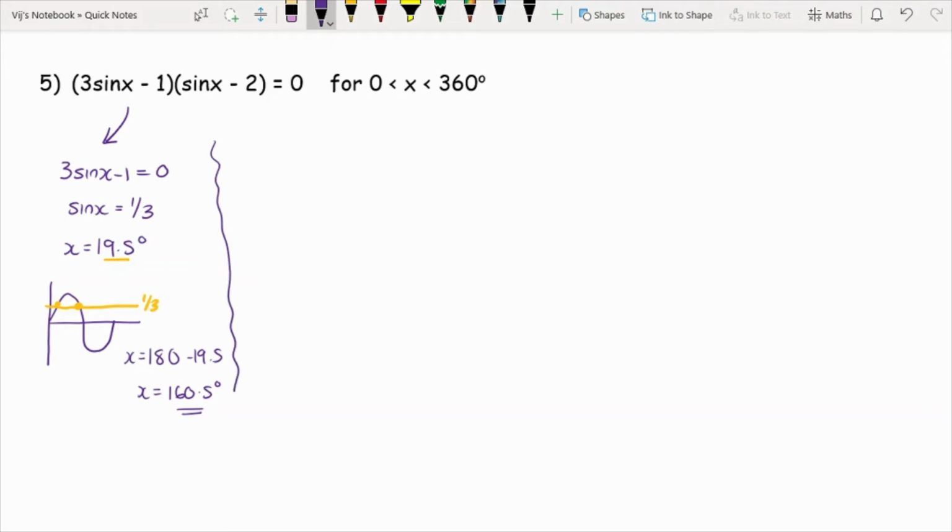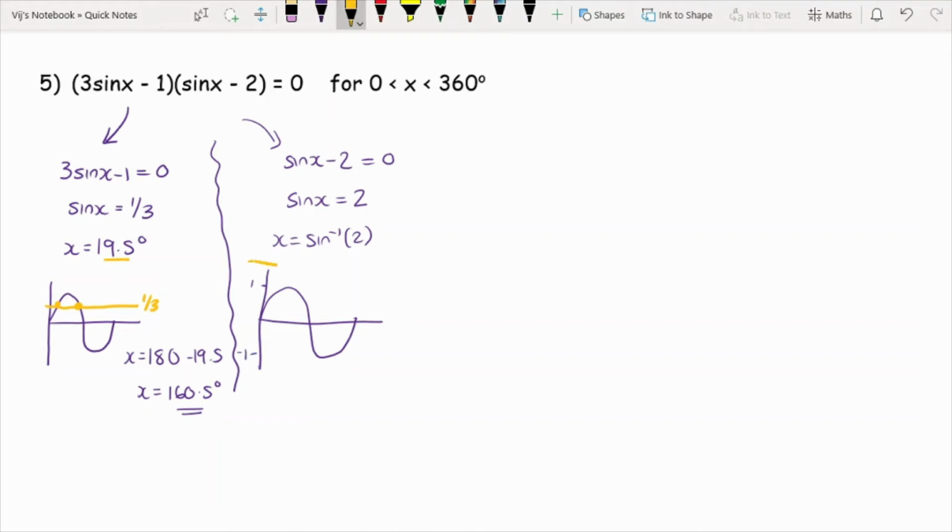Then moving on to the second one, here we've got sine x minus 2 equals 0. Making sine x the subject, we get sine x equals 2. Now the problem with doing the inverse sine of 2 is that our calculator will come out with a syntax error or a math error. One of the reasons for that is because there are no solutions. If I do a quick sketch of the sine graph between 0 and 360, this here is 1, this here is minus 1. Now if I draw a horizontal line through 2, you can see that there are no intersection points. So there are no solutions for this side.